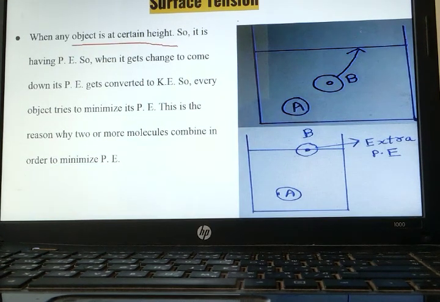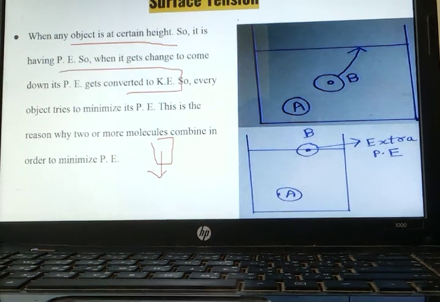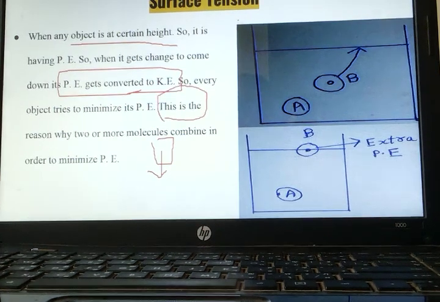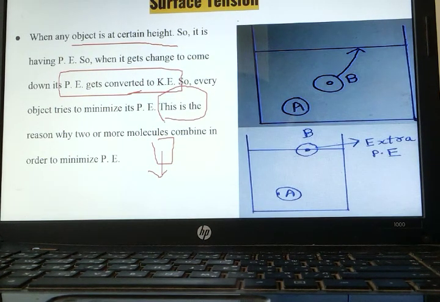Now, whenever an object is at a certain height, सोचो ये object certain height में है, what is its tendency? To come down. As soon as it comes down, its potential energy converts into kinetic energy. इसका potential energy किस में convert हो जाएगा? Kinetic energy में. So there is nothing in the universe which will try to remain at the same potential energy. Two or more molecules combine. Why do they combine? In order to minimize potential energy as well as to minimize surface area.